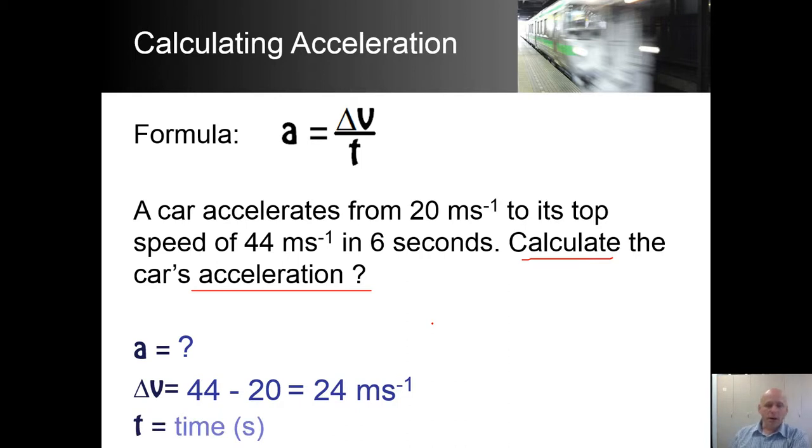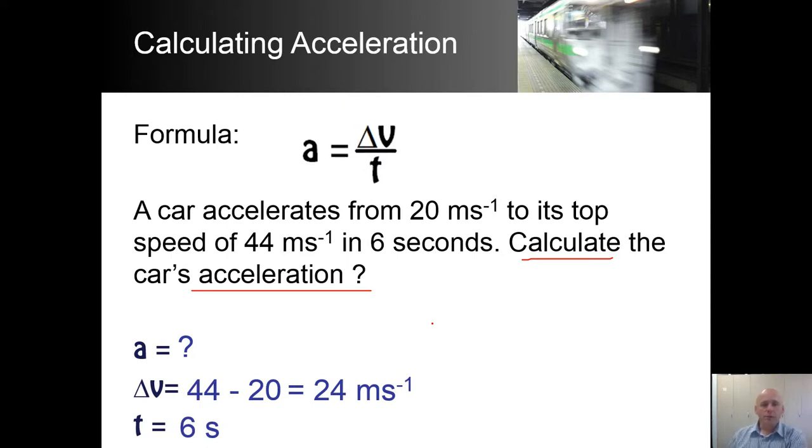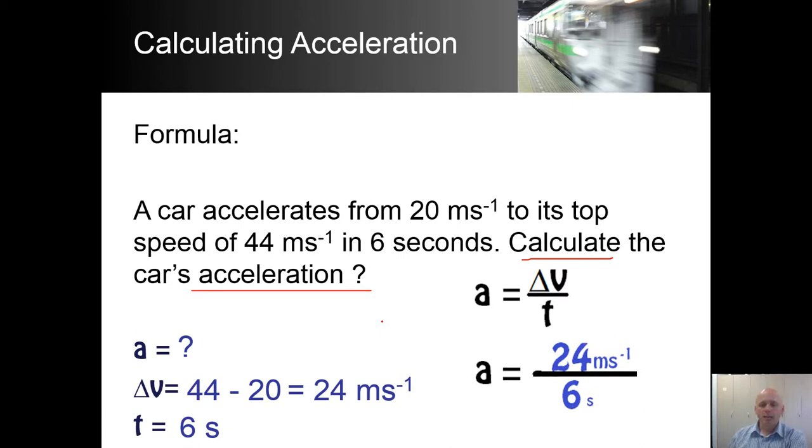t is time, and of course it's taken 6 seconds for the car to accelerate. Take our formula, plug our numbers in, and acceleration equals 24 divided by 6. You should be able to do this in your head. 24 divided by 6 is 4, and our units are going to be meters per second squared.